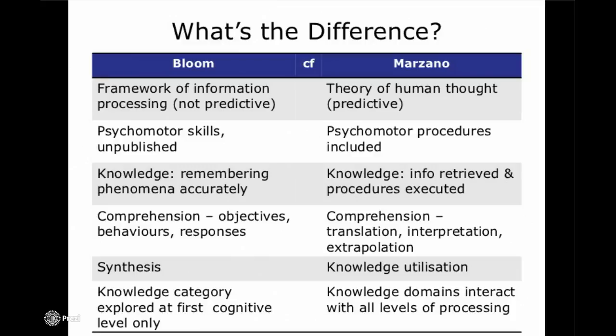The comprehension level: objectives, behaviours and responses, as opposed to notions of translation of information, interpretation, and then extrapolation outside of what we read. Synthesis, as opposed to the utilisation of knowledge. And then the knowledge category is explored at the first cognitive level only, whereas the knowledge domain interacts with all levels of processing.